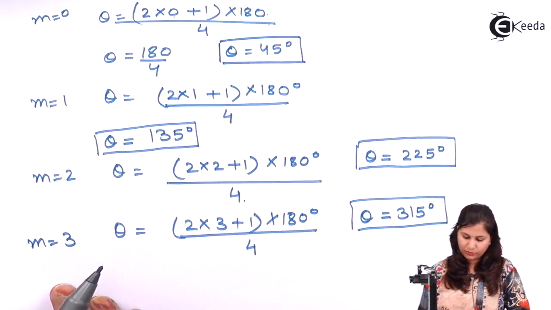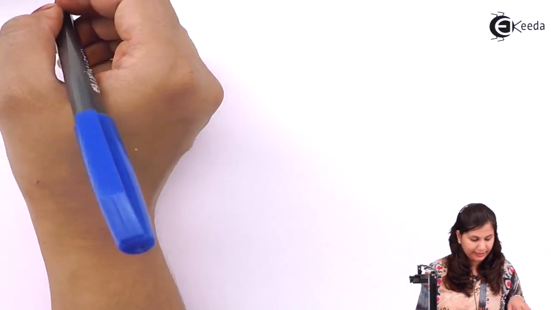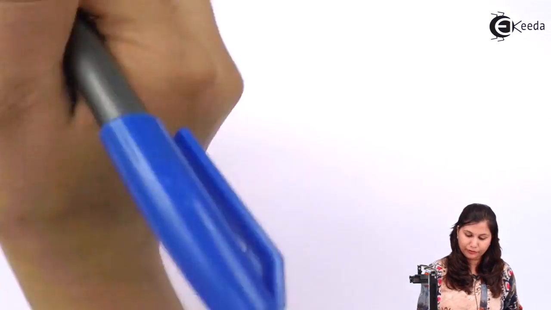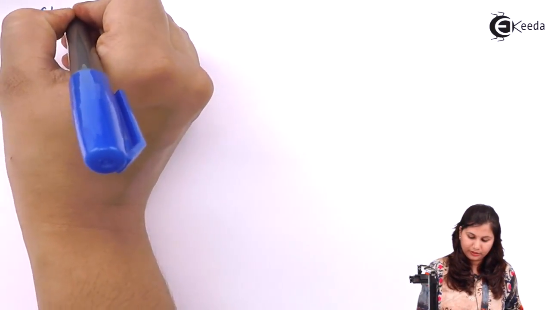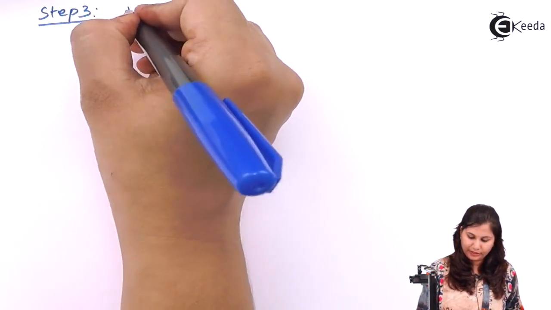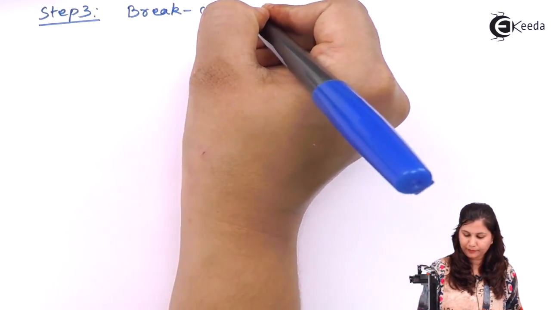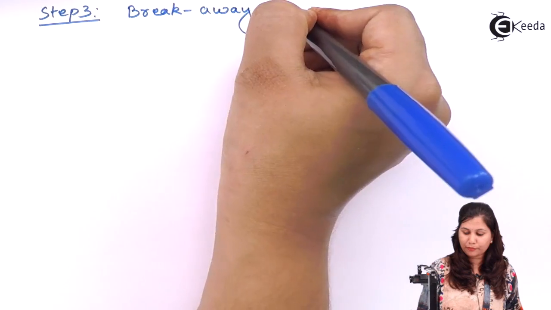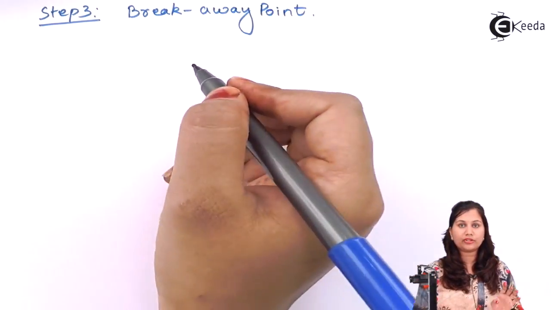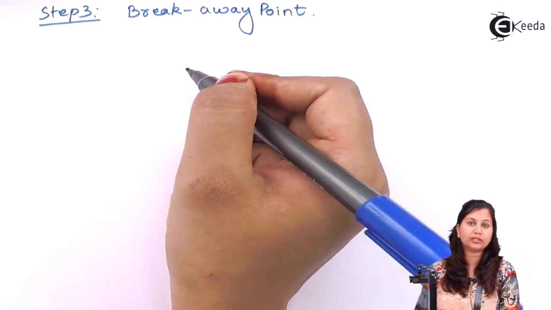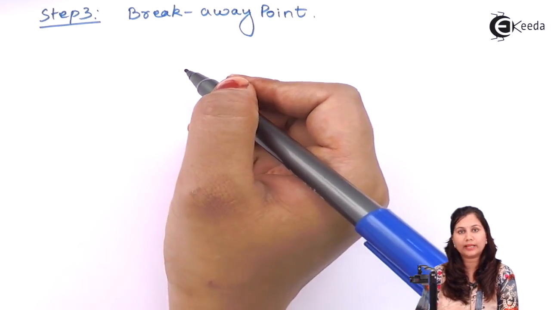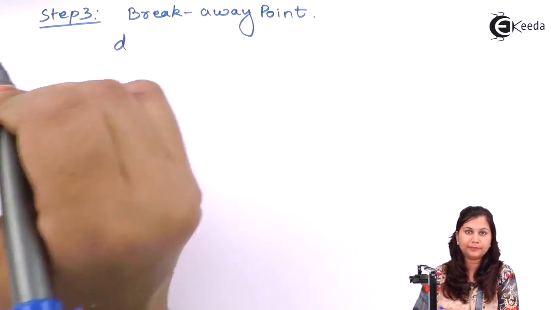Now we will find out the breakaway point. So our next step, that is step number 3, will be to find out the breakaway point. To find the breakaway point, we have to differentiate the open loop transfer function G(s) with respect to s, that is d.